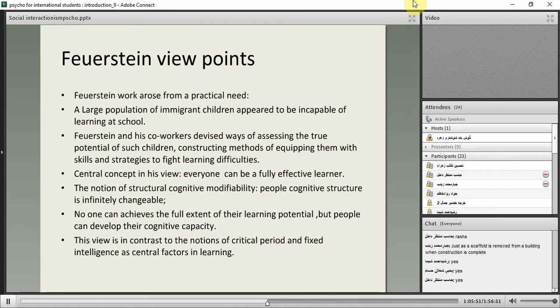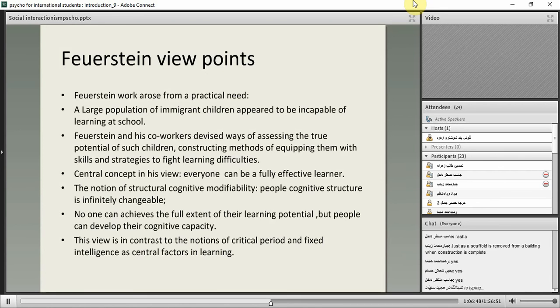That is another contribution of Feuerstein's viewpoints, cognitive modifiability, right? What do we mean by that? Modify means to be able to change in a better way, right? This means that our mental capacity, we can improve our mental capacity. That is, people's cognitive structure is infinitely, that is unlimitedly changeable. That is, there is no limit to the change. If we try, if we are willing, if we are diligent and hardworking, we can change our mental ability in a good way, in a positive way, that is to improve it.